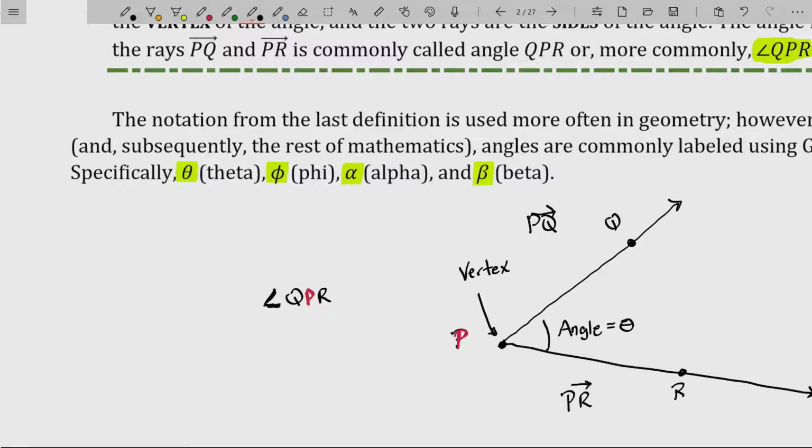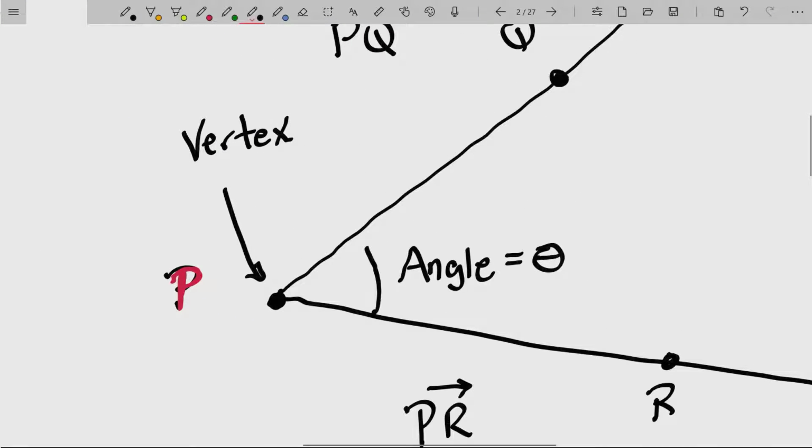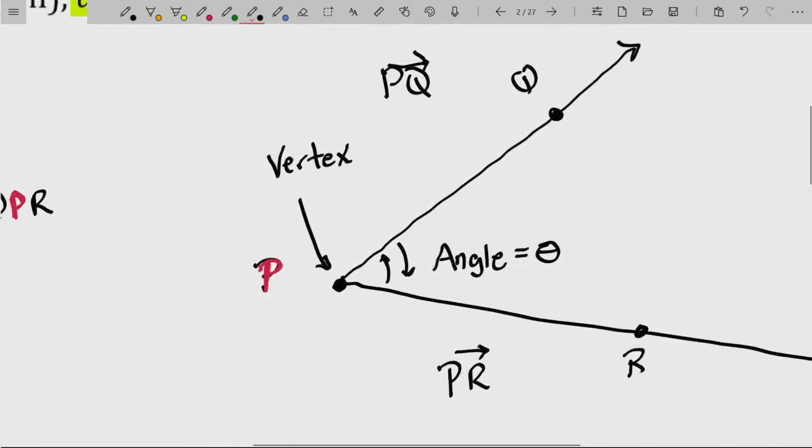Now there's something weird about this angle, for me at least, as being a mathematician. It's not telling me which way the angle is opening. There is a direction to angles, so we just have to eventually define that. I don't think that's our job right now. Actually, that is our job right now. Let's go ahead and talk about that.